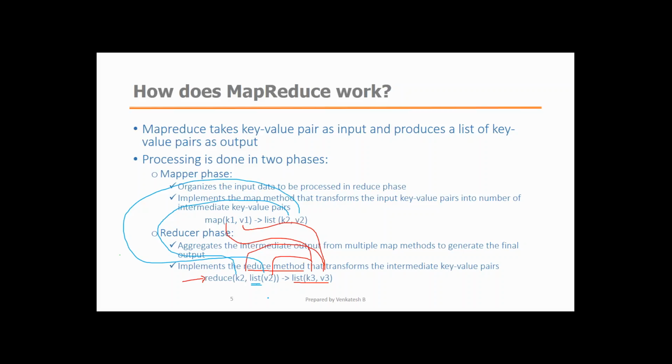Let me show you. This comparison you are able to appreciate, right? The mapper input is K1 V1, the output is K2 V2, and the reducer input is K2 V2. For simplicity, I'm ignoring the list. The output is K3 V3, which means all the keys and values are different at all the phases. So when I draw this sequentially, this is how it looks. This is your K1 V1, this is your K2 V2, and this is your K3 V3.